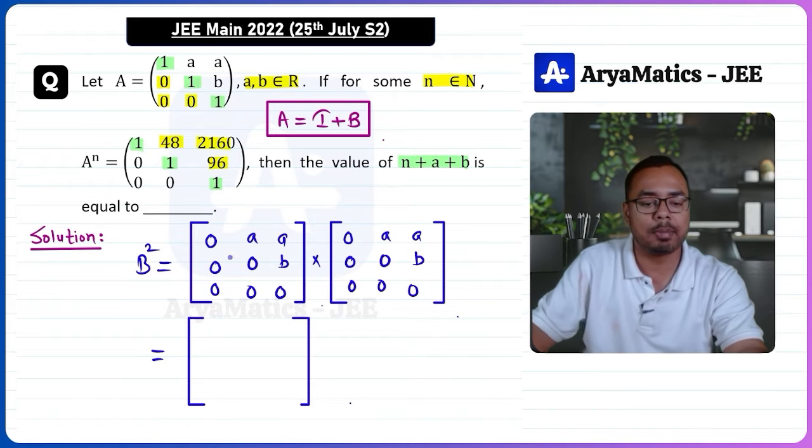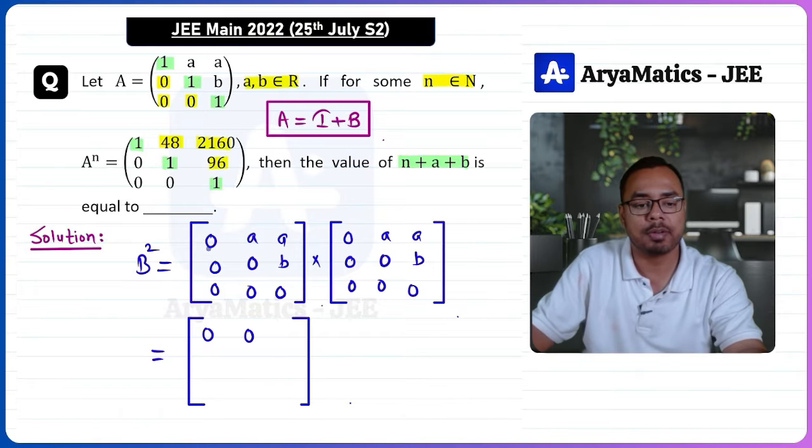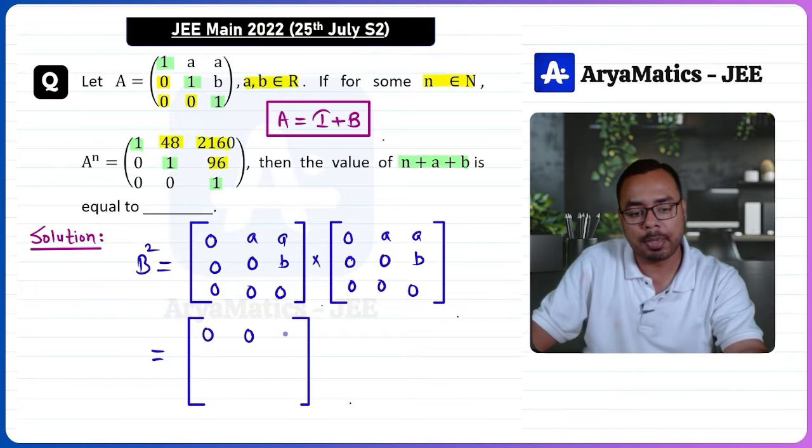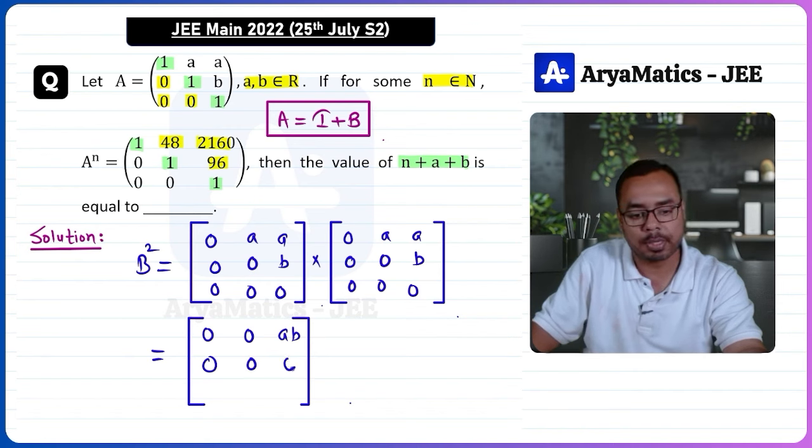Now here if you calculate B square, first row first column will give us 0, first row second column 0, first row third column will give us AB, and then again 0. Second row first column 0, second row second column will be 0, second row third column is still 0, third row is completely 0, so these three elements will become 0.